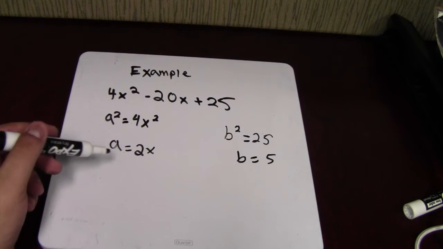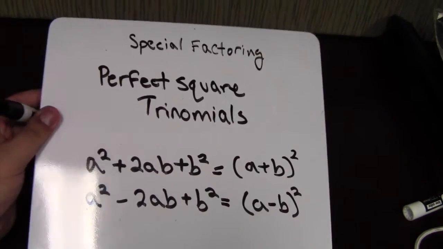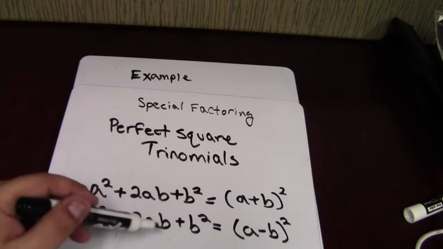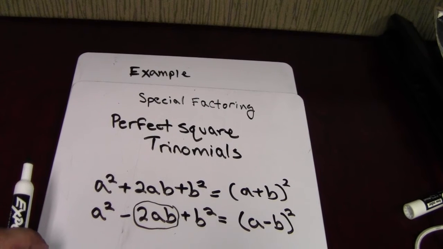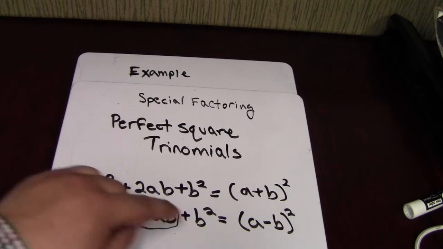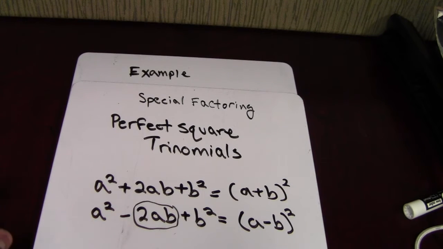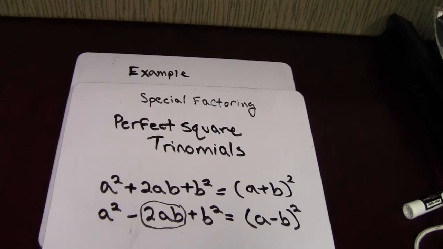So if a is equal to 2x and b is equal to 5, let's look at this again. We need to see if this 2ab part works out. I know this is taking a little bit longer than it should, but the better you get at spotting these, the faster you get at them. So we have an a squared and a b squared, and we know we have perfect squares that we can put in for a and b. We just have to make sure now that we get 2ab in the middle.